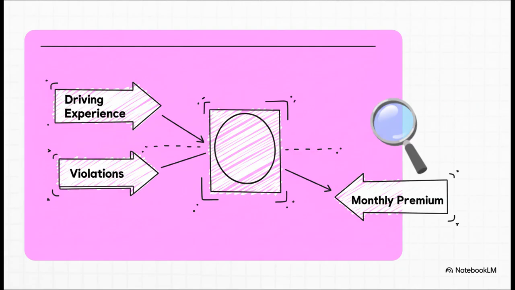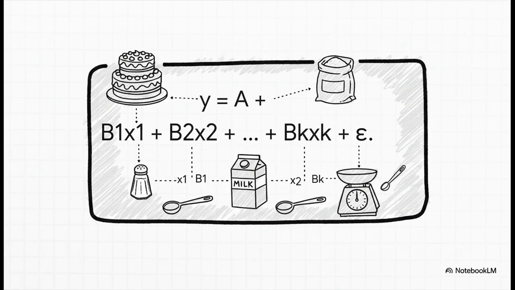is that monthly premium. Okay, I know formulas can look a little scary, but stick with me, this is way simpler than it looks. Just think of it like a recipe. Y is the final dish you're making, our premium. A is kind of like the base price. And then each X is an ingredient, like experience or violations. And that B right next to it, that's its weight. It tells us just how much that ingredient affects the final taste.